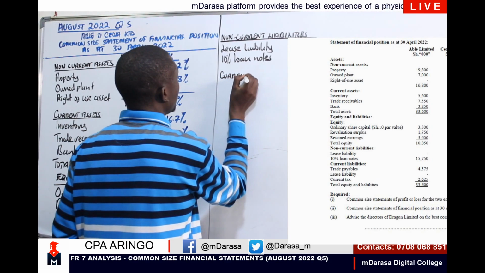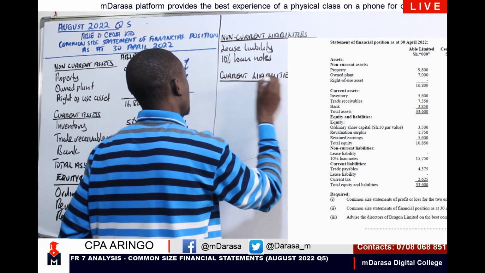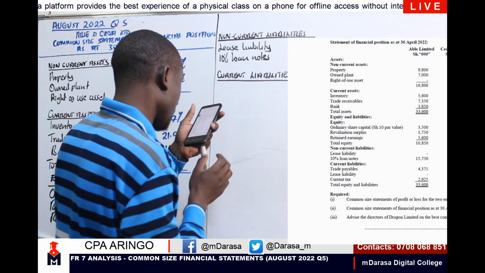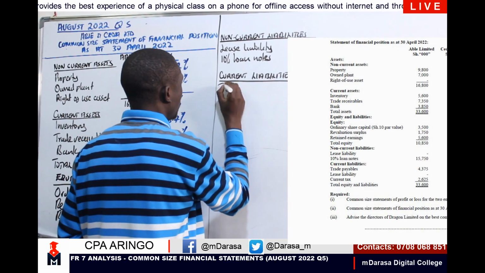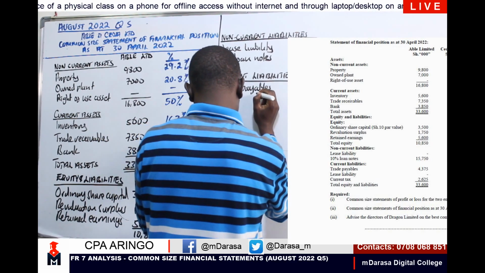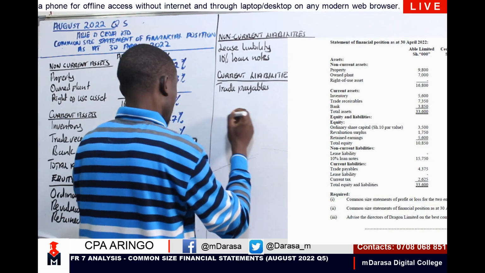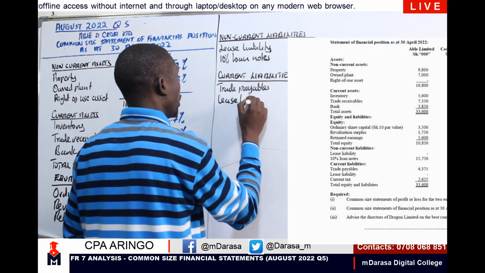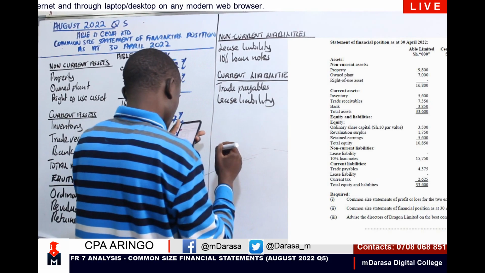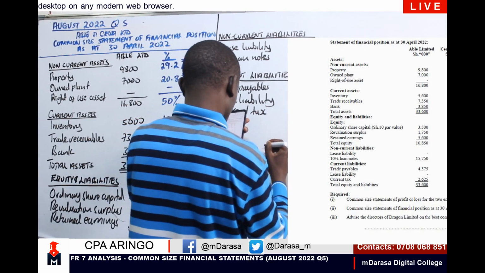Current liabilities. You just see that our task here is just a matter of what? Copying and pasting. So current liabilities, I'm having trade payables, a figure of 4375. We are having lease liability, I'm given a figure of none. Then you're having current tax, which is 2625.